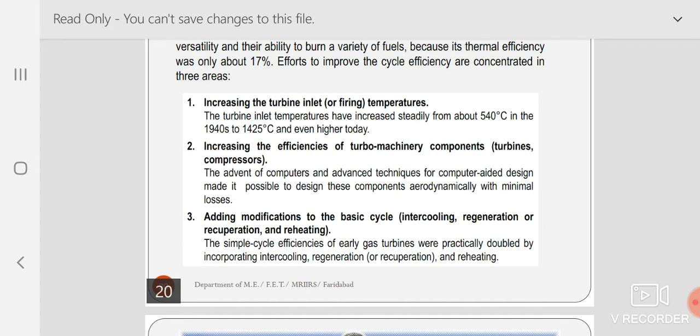Now, we have to see the output by input. The output by input of gas turbines nowadays is much better than what we get in reciprocating engines. It's very high. Because of these parameters I am telling: increasing the turbine inlet temperature, increasing the efficiencies of turbine components, and then adding modifications to the basic cycle, like efficiency enhancement parameters such as intercooling, regeneration, reheating, etc. Combining all these has increased the efficiency of the gas turbine to a large extent as compared to IC engines or reciprocating engines. As a result, nowadays gas turbines are used instead of IC engines in power plants. In power plants, a large number of gas turbines are used nowadays. That's what I want to mean.